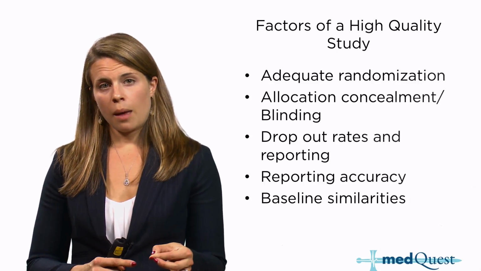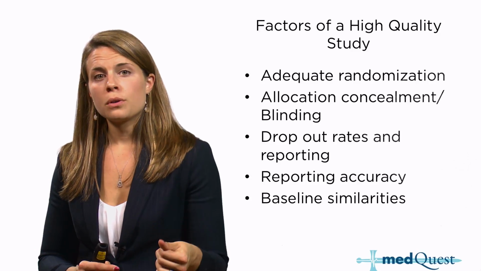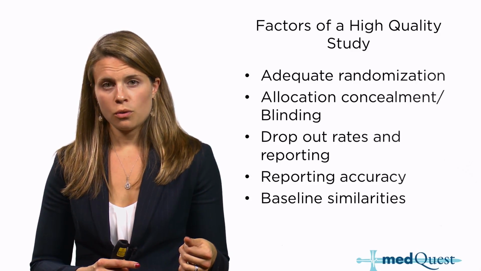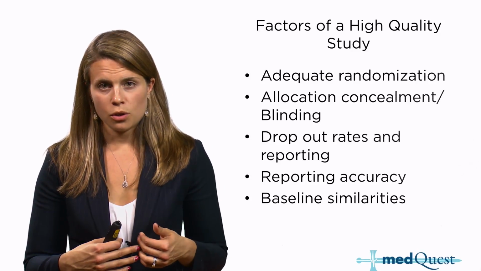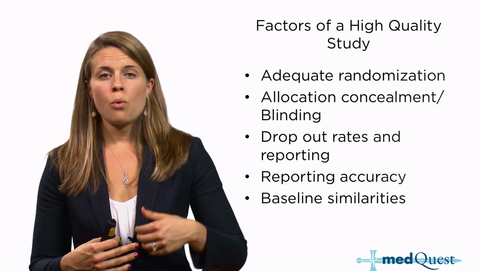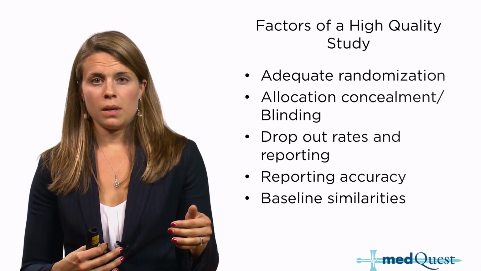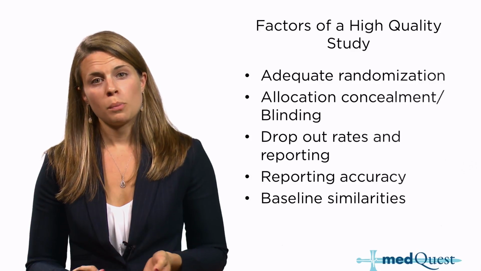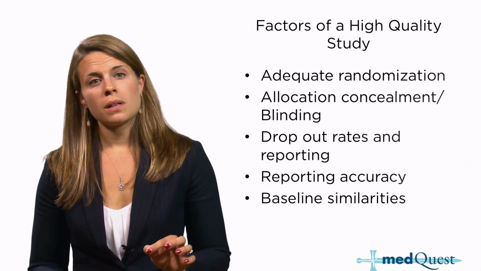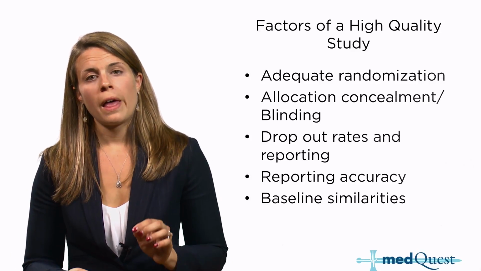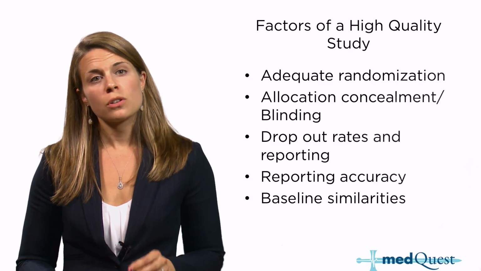Because what might end up happening is that maybe you have healthier subjects in your treatment or intervention group and less healthy subjects in your control group. Now this could overestimate the benefit of your treatment itself just by virtue of the fact that you have healthier people in that group. So baseline similarities are very important and will help you to assess whether or not any selection bias was present.